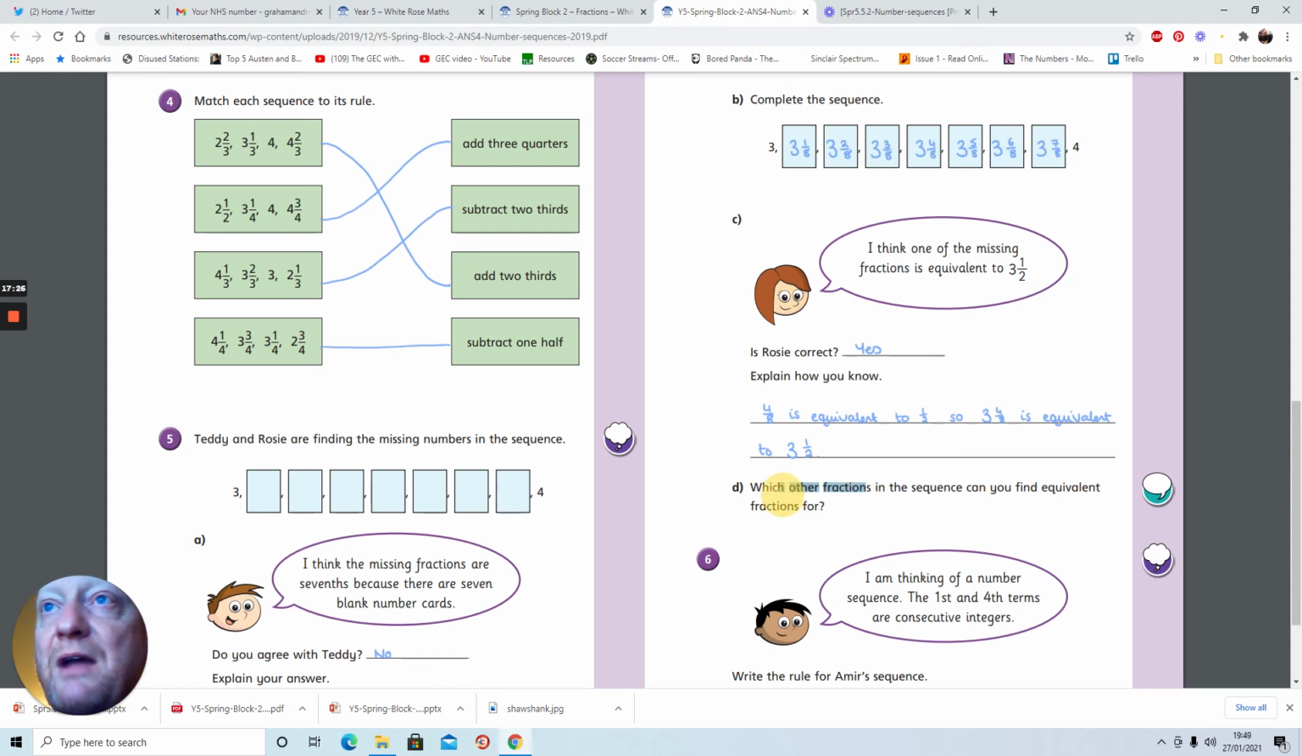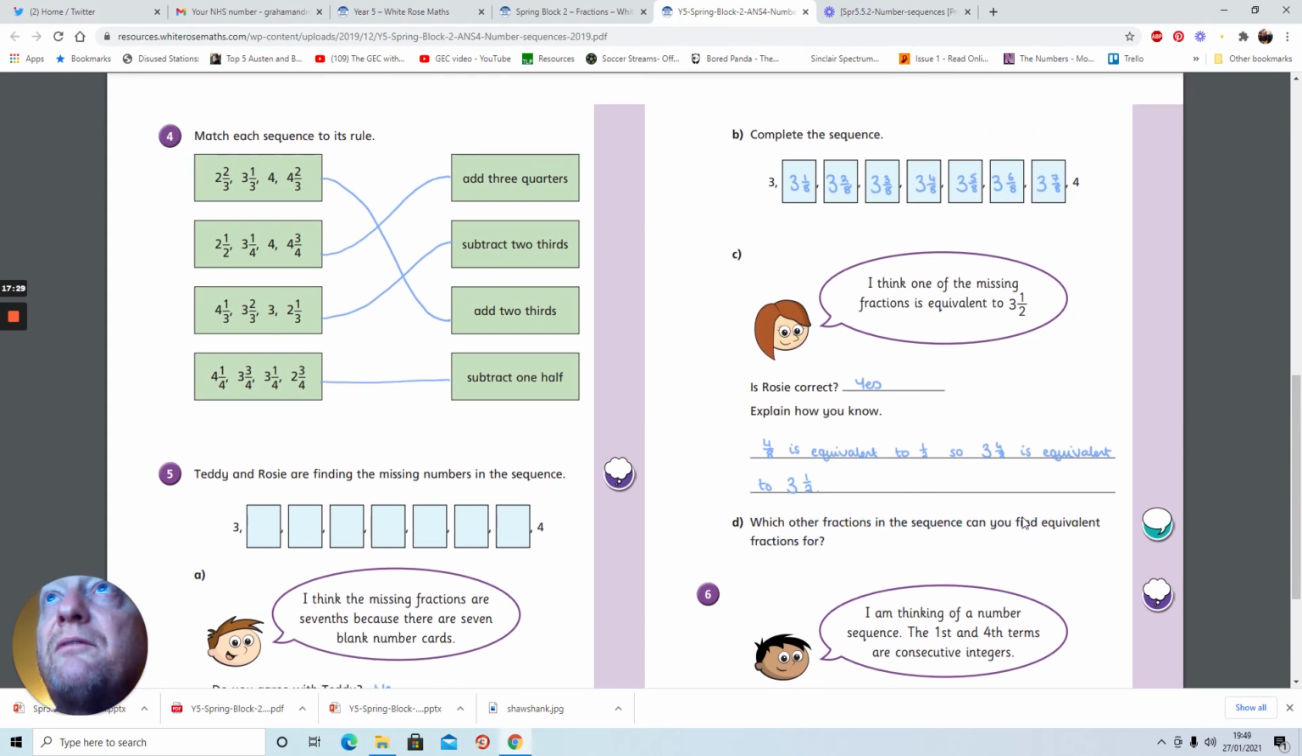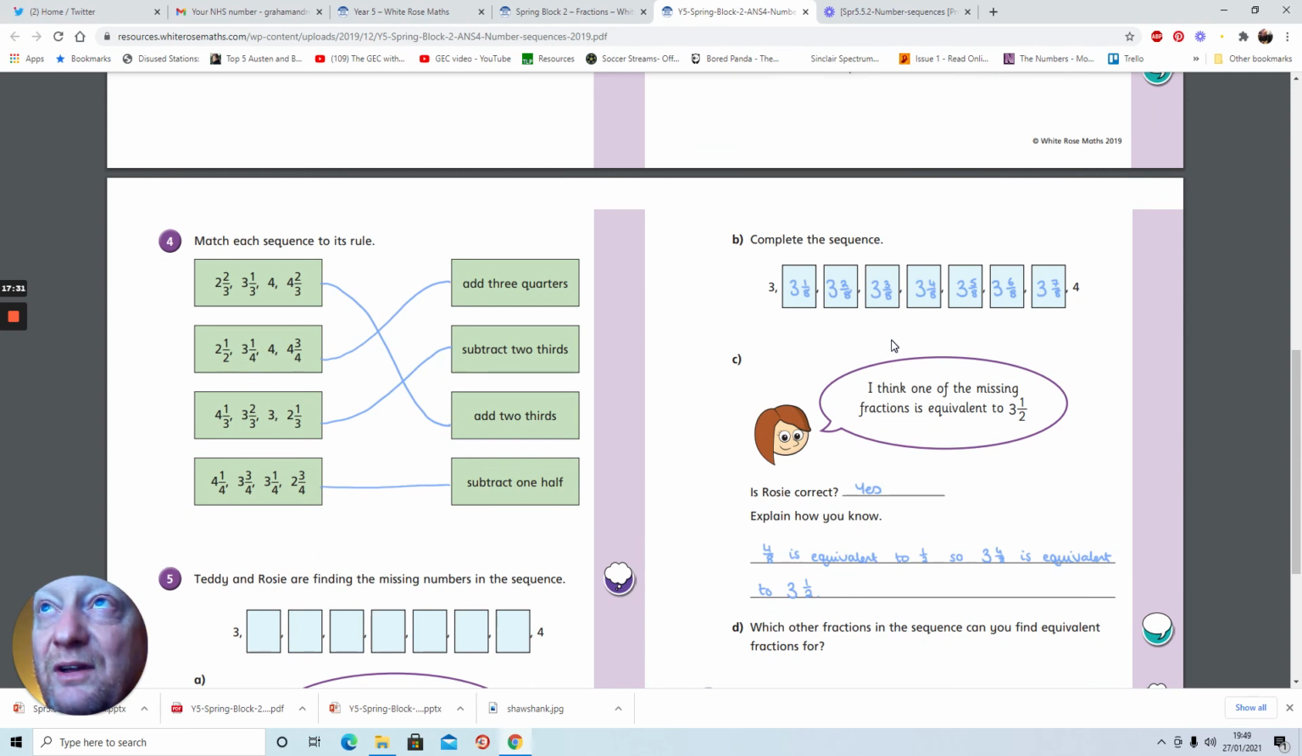And it says, which other fractions in the sequence can you find equivalent fractions for? You could look at that and say, okay, 3 and 6/8, we know that could be 3 and 3/4. That would be an equivalent fraction. And if we went down to there, 3 and 2/8, we know that there are 4 2s in 8, so that could be 3 1/4. So that's another equivalent fraction. 3 and 2/8 is the same as 3 and 1/4.